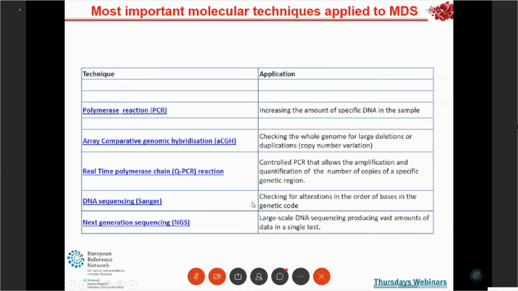So this is just an overview of the techniques that can be defined as molecular techniques. Of course, some of them are not so frequently used in MDS. The big step forward has been made by the use of next generation sequencing, the so-called NGS, that allowed the sequencing and the production of a vast amount of data in a single test, so that we could really have a lot of information at once.